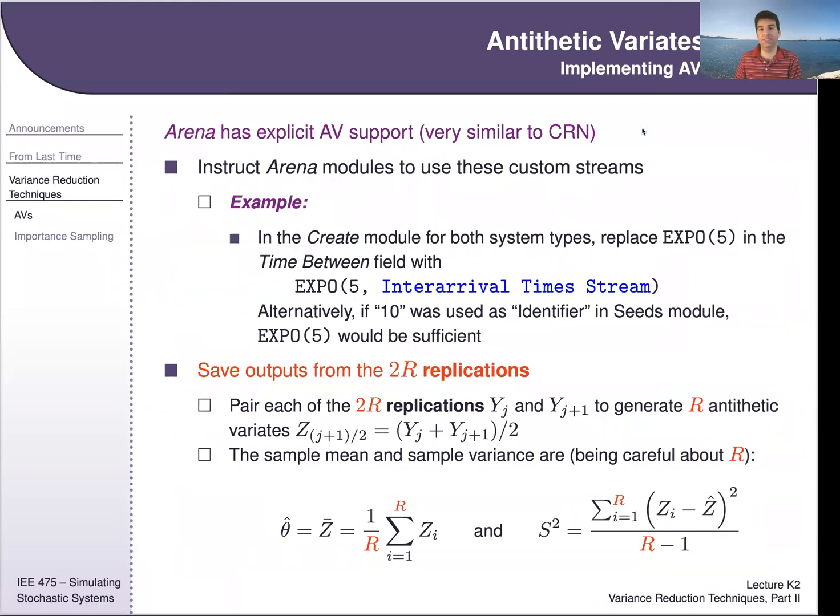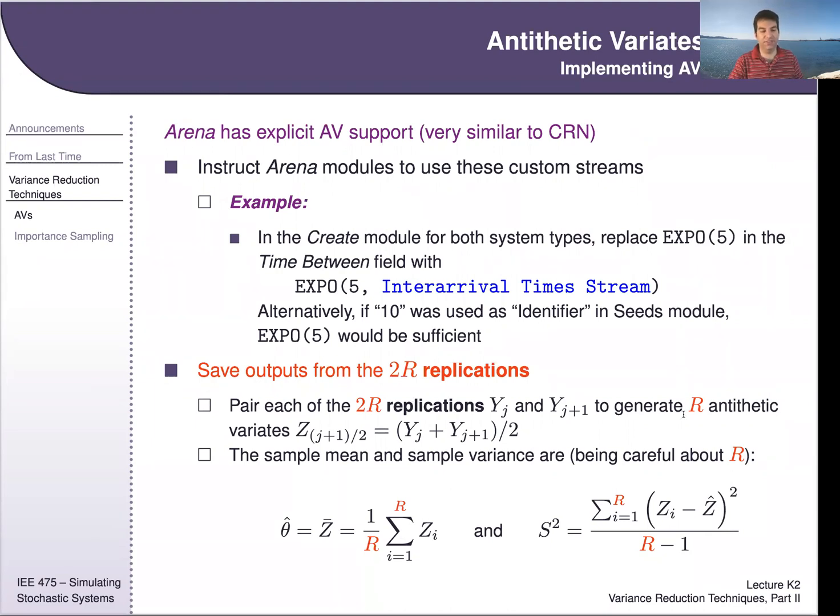And then you'll get outputs. And so, the outputs that come out of ARENA, you just have to remember that every even output is not independent of every odd output. So then you have to create these antithetic variates.